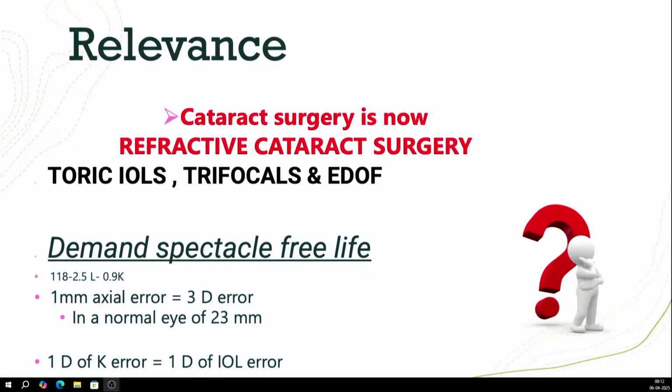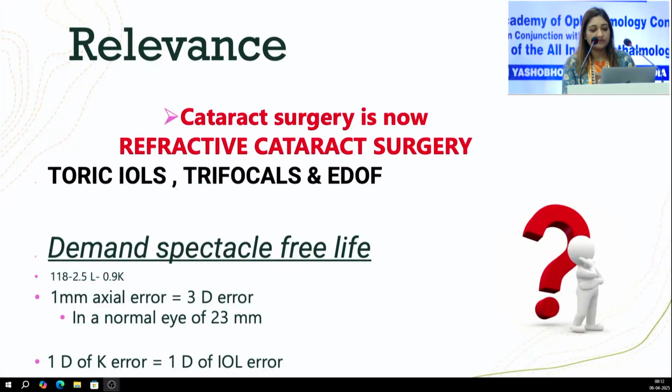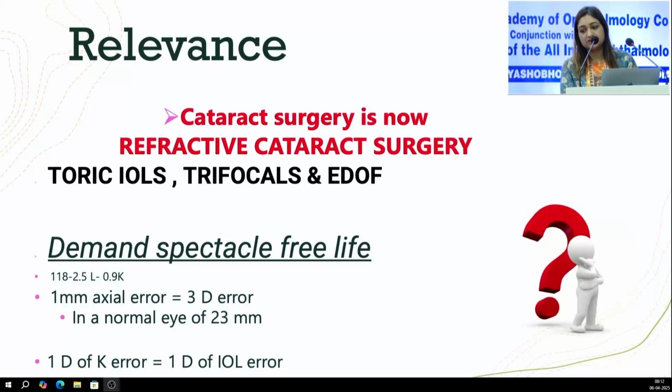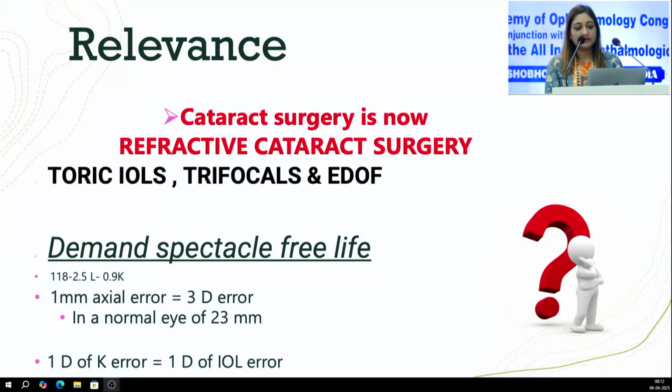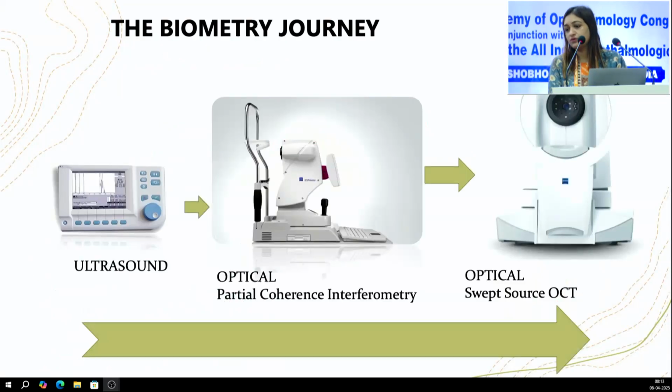machine. And now, as we all know, cataract surgery has evolved into a refractive cataract surgery with the advent of toric, trifocals, zeta of IOLs, patients demanding a spectacle-free life. And if we calculate the axial length, any error in axial length of 1 millimeter would lead to a 3 diopter error in the refraction of the patient, and similarly 1 diopter of keratometry error could lead to a 1 diopter of a refractive error in the patient, which we simply cannot afford in these times.